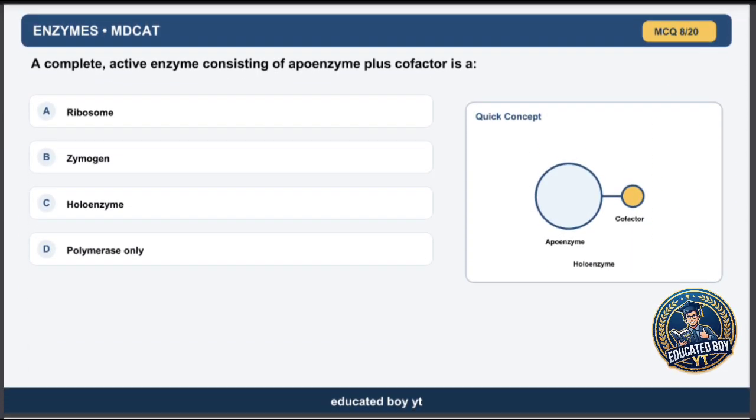Question number 8. A complete active enzyme consisting of apoenzyme plus cofactor is a: option A, ribosome; option B, zymogen; option C, holoenzyme; option D, polymerase only. Right option is option C. Option C is correct.